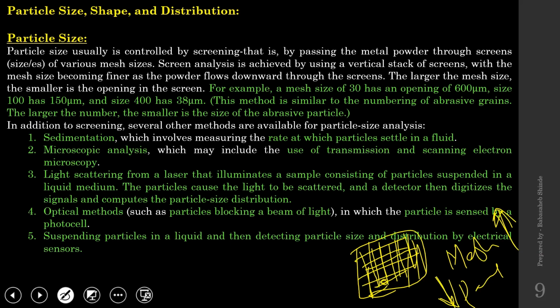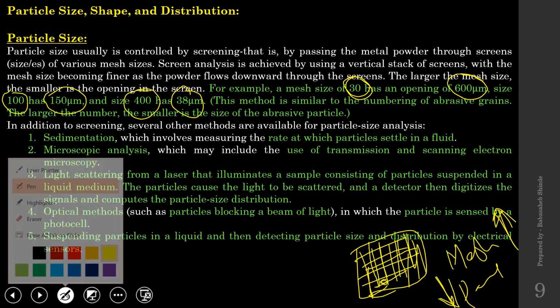The same we can see over here. If mesh size is 30, particle size is 600 microns. If mesh size is 100, particle size is 150 microns, and when mesh is 400, particle size is 38 microns. So an increase in mesh size is nothing but a decrease in the particle size.